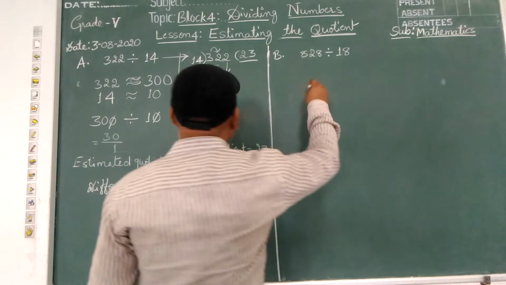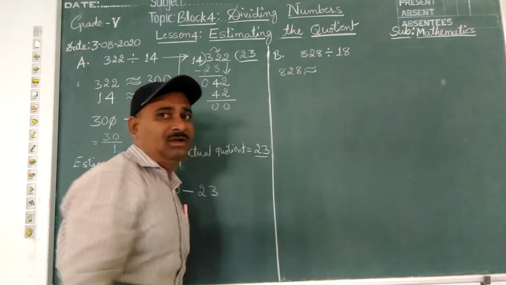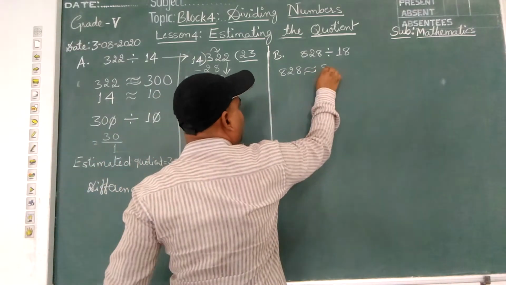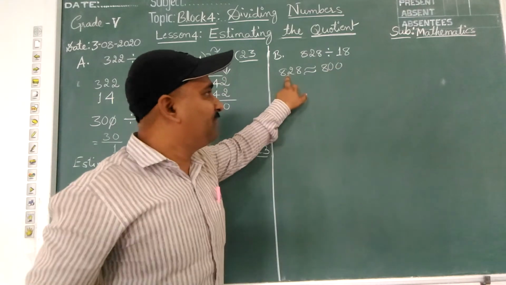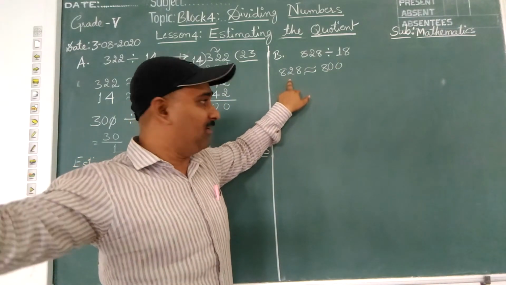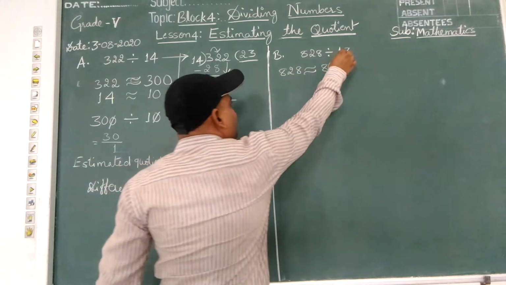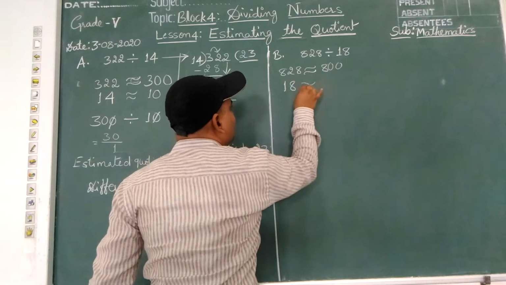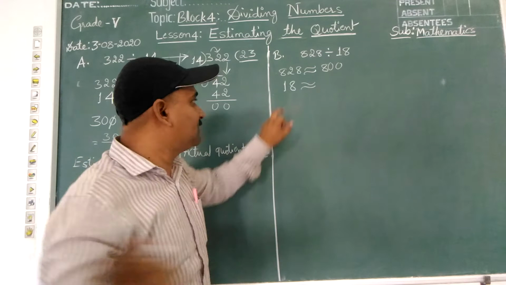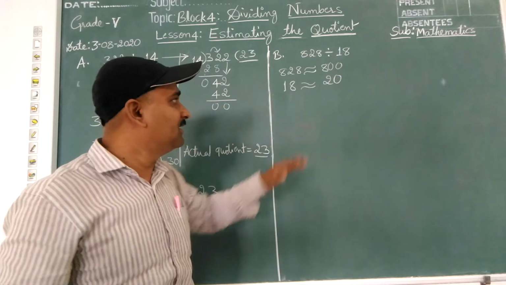The same steps we will follow to do this example, children. Right? What is this? 828. Round off 828 to the 100s place. 800. 850 means 900. 850 and more than 850 will be 900. Now it is less than 850, so 800. So 18. It is greater than 15. It will round to 20. Correct? 18 rounded is 20.